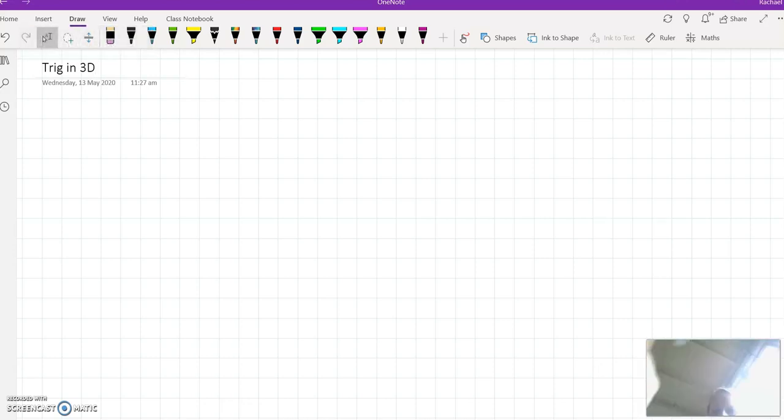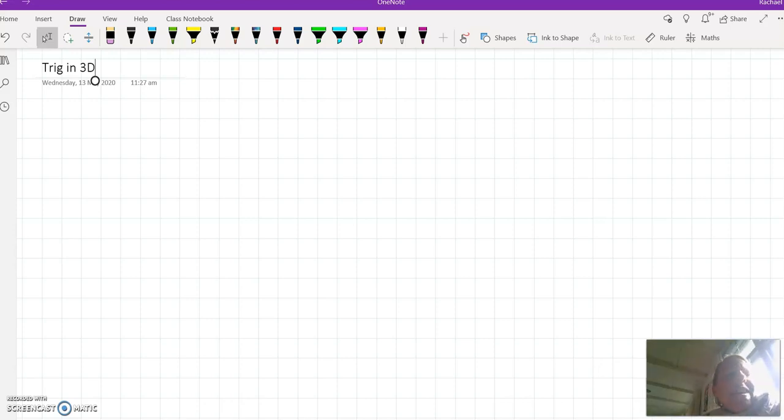Kia ora, guys. I've had a couple of questions now regarding doing the trig in 3D, so I thought I'd just go ahead and we'll go through one of the questions for you guys, okay? I thought that would probably be a bit easier, and it's easier than me trying to explain it to you on Teams, because I think that's quite confusing. So let's have a wee read through page 43 together, okay, of the Walker Maths book.